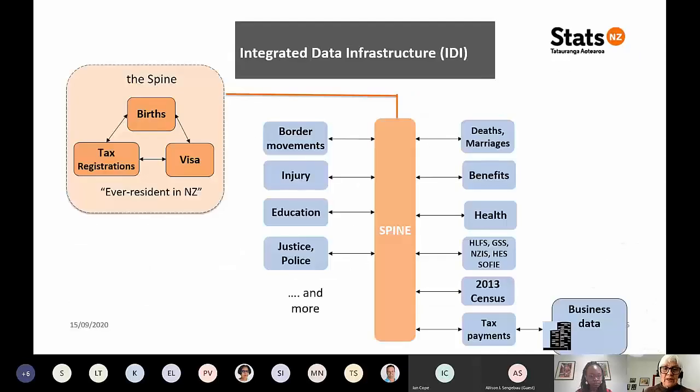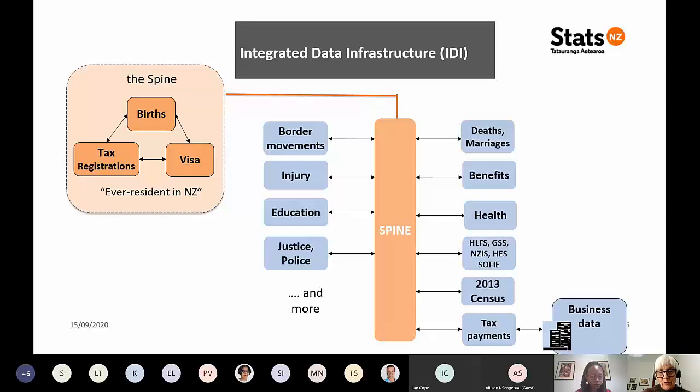So this is what the IDI looks like. There's a central spine. The New Zealand population is around 5 million people now. The spine includes people who've ever been present in New Zealand or lived in New Zealand really, and there's about 10 million people in that spine. And to that spine we have linked a lot of government data sources.